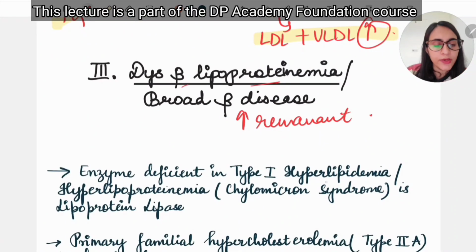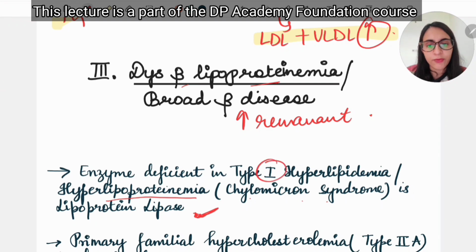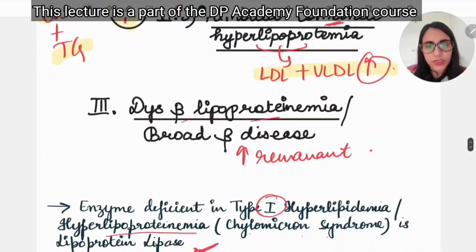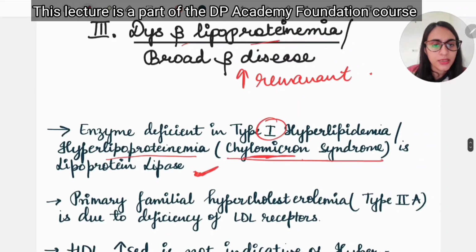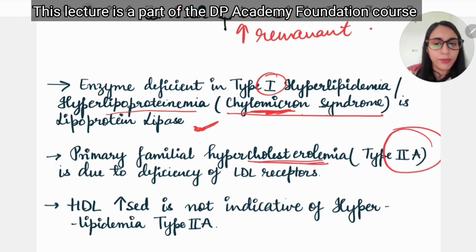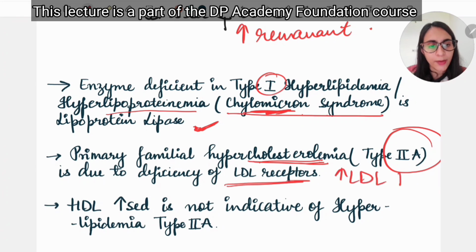The enzyme deficient in type 1 hyperlipoproteinemia, which is also known as chylomicron syndrome, is lipoprotein lipase. So here there is deficiency of lipoprotein lipase. Chylomicron syndrome means increase in the chylomicrons. Primary familial hypercholesterolemia, that means increase in the cholesterol. We are talking about type 2A, which is due to deficiency of LDL receptor. So there is increase in the LDL in type 2A, which is hypercholesterolemia.